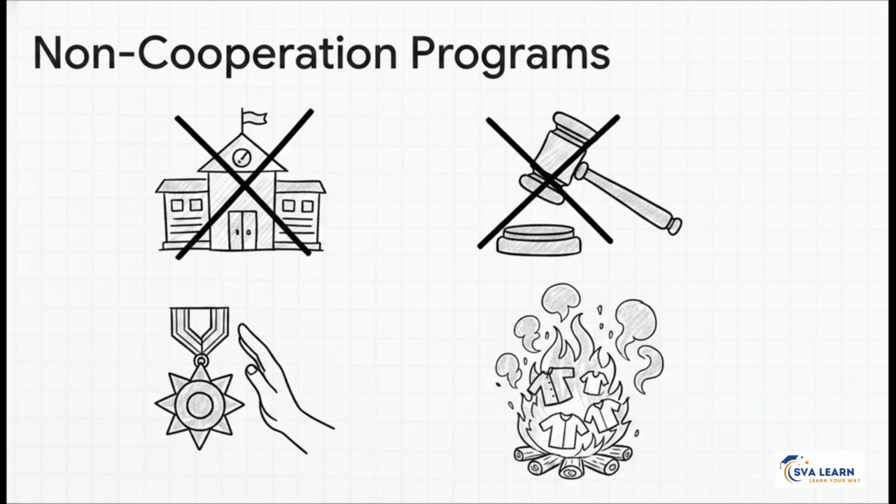Okay, mental highlighters out, everyone. If you get a long answer question asking to list the programs of the non-cooperation movement, these exact points are your ticket to a perfect score. Students literally walked out of British schools and colleges. Lawyers boycotted the courts. People completely ignored the regional elections under the 1919 Act. They even handed back prestigious British honors, and definitely make sure to drop the fact that Rabindranath Tagore returned his knighthood. Finally, they threw foreign clothes into massive bonfires and fiercely protested the Prince of Wales' visit in 1921.